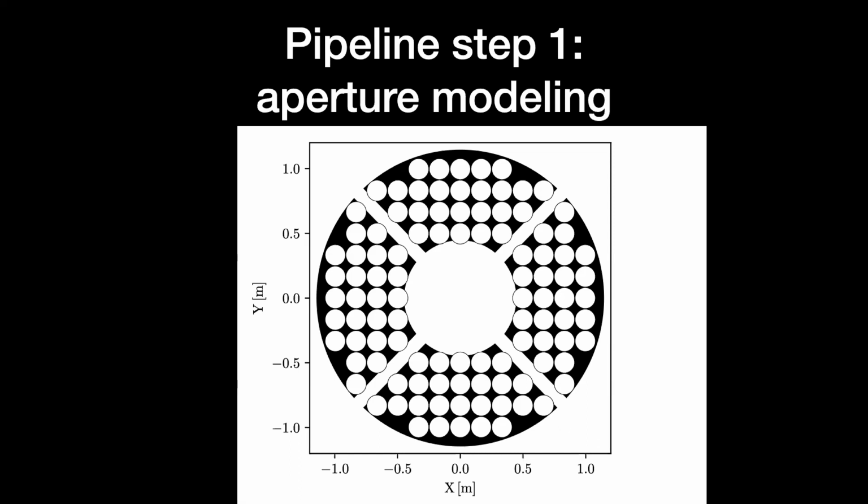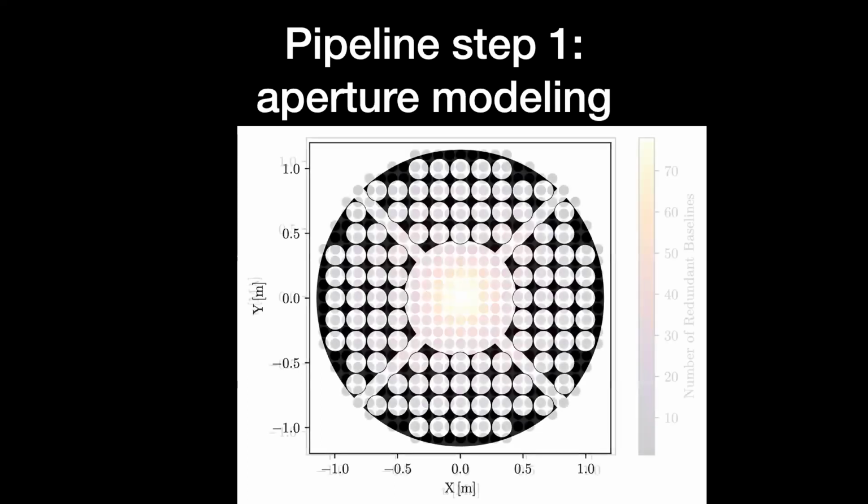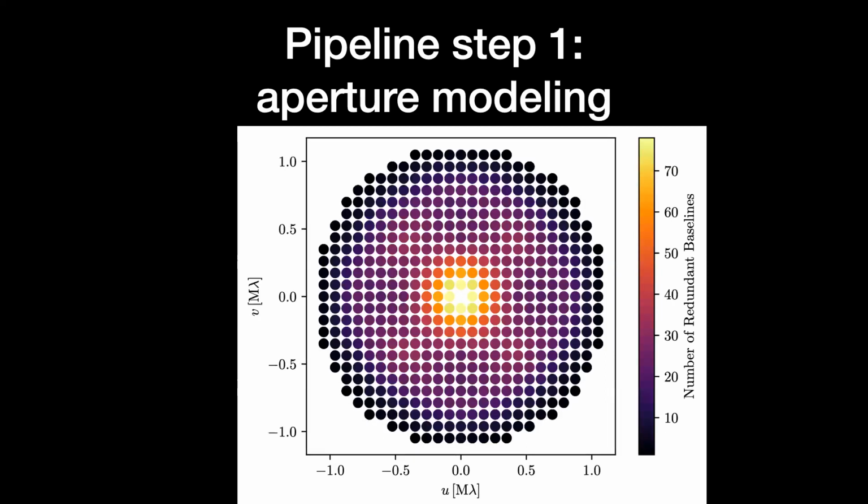So in the background here in black, we have the primary mirror of the Hubble Space Telescope. And then on top of it, we plop down a bunch of simulated sub-apertures. And this is going to be our interferometer. We can then calculate all of the pairs of apertures to get the baselines. And that's what the baselines actually look at.